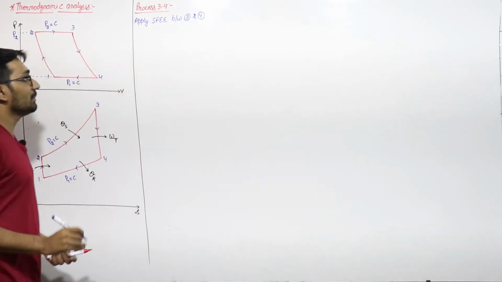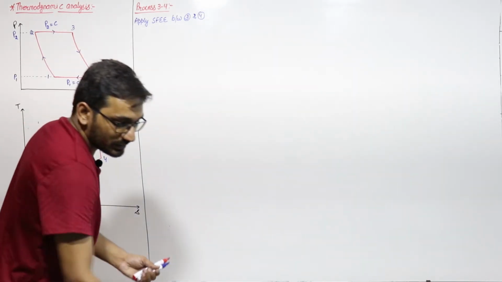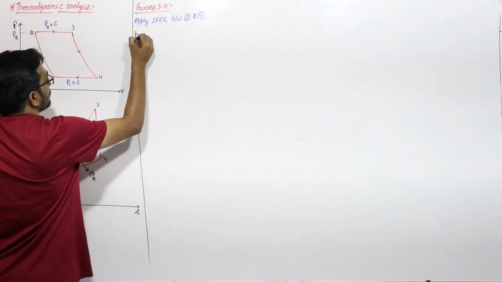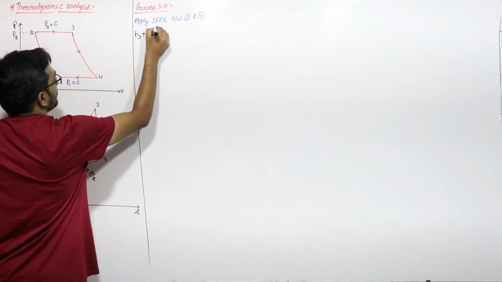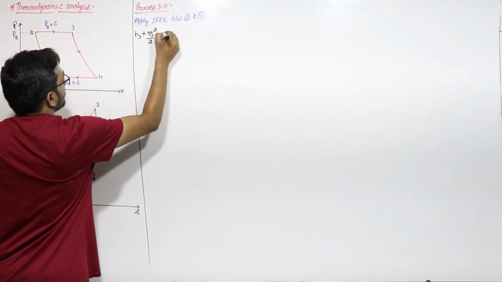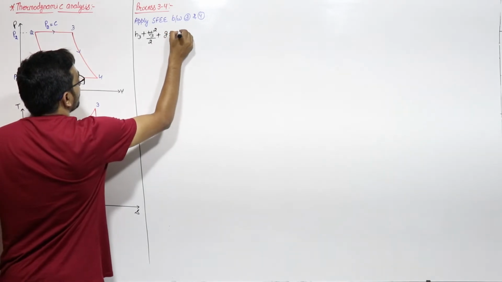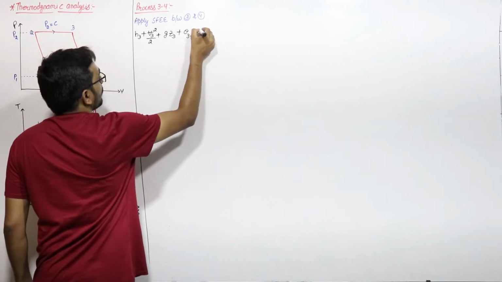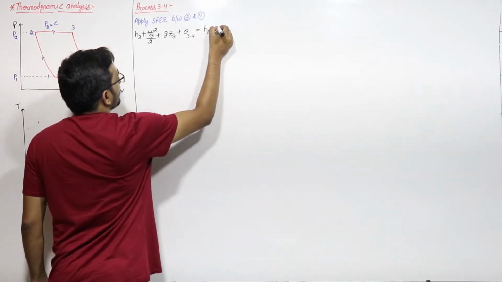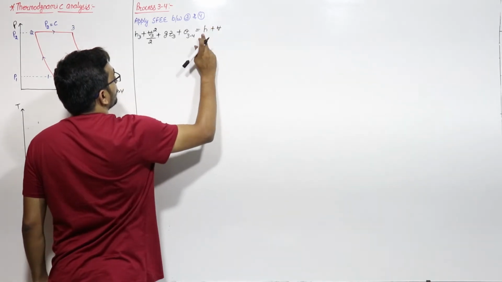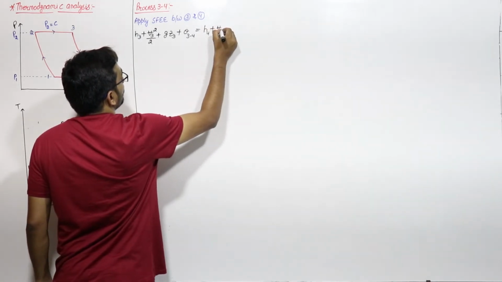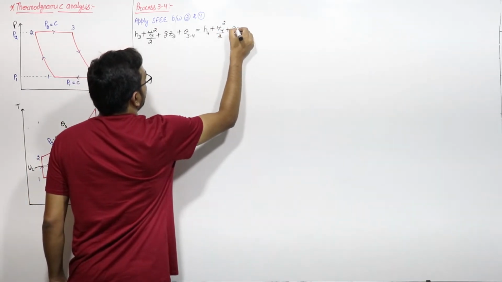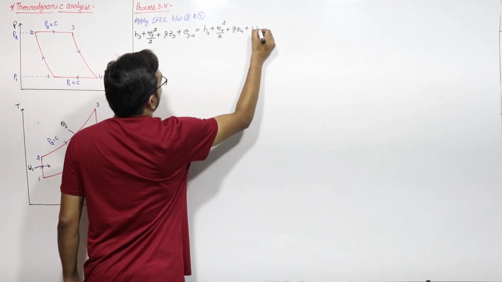Steady flow energy equation between points 3 and 4. What is the steady flow energy equation? If I write it here, it will be between 3 and 4. It will be H3 plus V3 square by 2 plus gZ3 plus heat supply in the process 3 to 4 is equal to H4 plus V4 square by 2 plus gZ4 plus work done by the control volume.